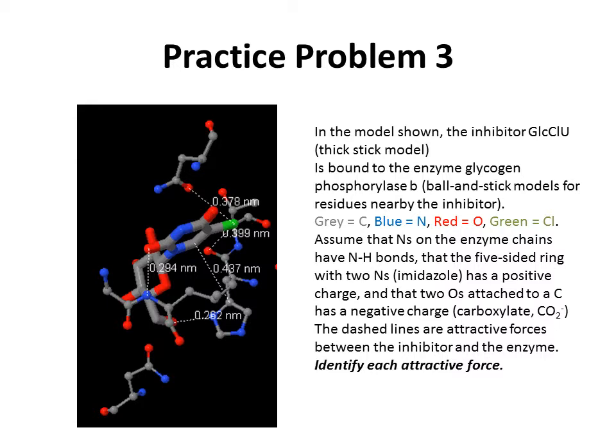The dashed lines are attractive forces between the inhibitor and the enzyme. You want to identify each attractive force. So what kind of attractive force is it? Is it a hydrogen bond, halogen bond, cation-pi, pi-pi? So that's the kind of thing that you want to do. So carefully examine each interaction based on this information to figure out which attractive forces we have. So at this point you want to pause the video and take a good look at the model on the left side.